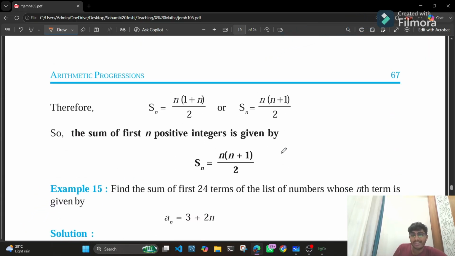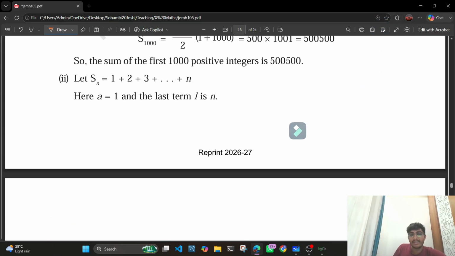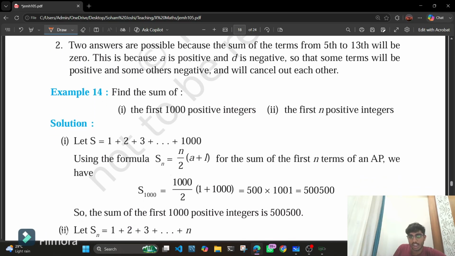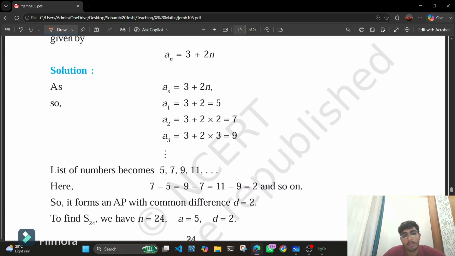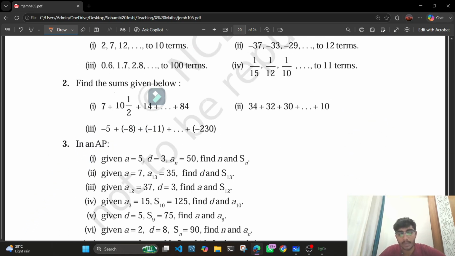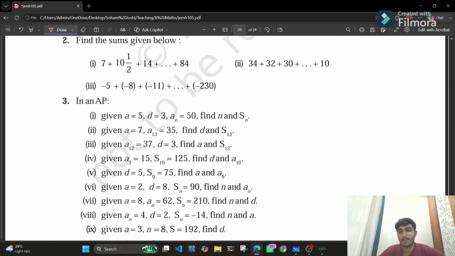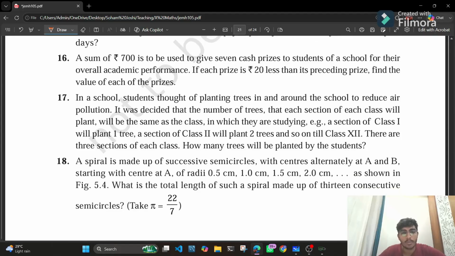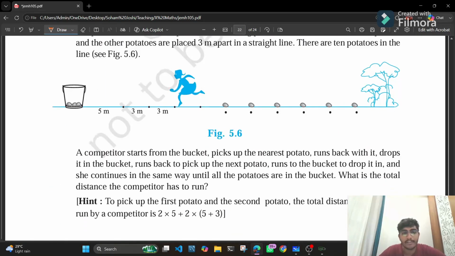Also, you need to remember one thing, that the sum of the first n positive numbers is given by n into n plus 1 by 2. This is basically derived from the formula of the sum of n terms. You can read it in the textbook; it is given in the solved example. Next up, you have exercise 5.3. Again, that can be done, not a problem. And I think we are done with this chapter.